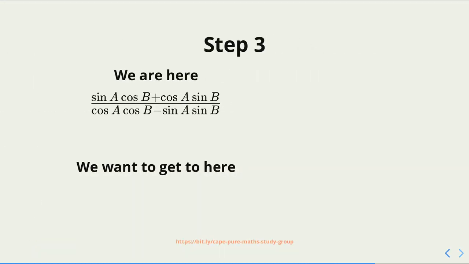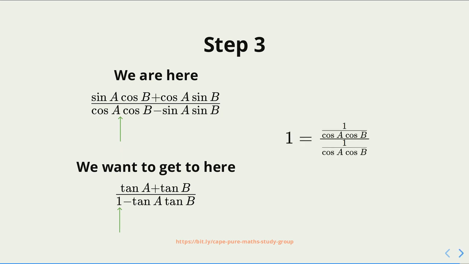Well, notice that the first term in the denominator of what we want to get is 1. We can get that 1 by dividing cos A cos B by itself. Obviously, we can't just jump into the fraction and divide cos A cos B by itself, since that would change the value of the fraction. However, by strategically multiplying the whole fraction by 1, where we put 1 equal to 1 on cos A cos B all divided by 1 on cos A cos B, which doesn't change the value of the fraction, we get the following.